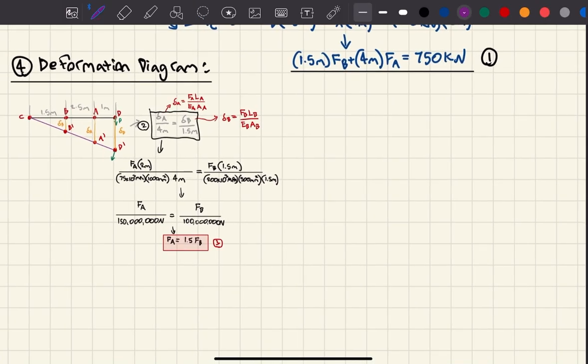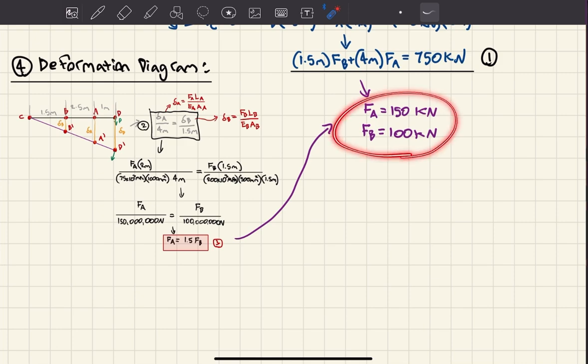So if I bring equation 3 and equation 1 and substitute them for each other, I'm going to get that FA has a value of 150 kilonewtons, and FB has a value of 100 kilonewtons. Okay, am I done? Well, no, not yet.